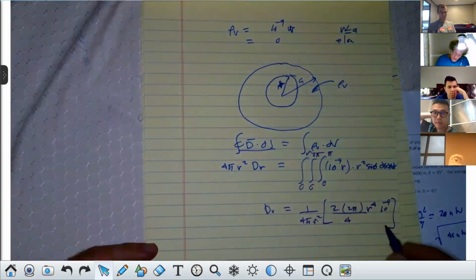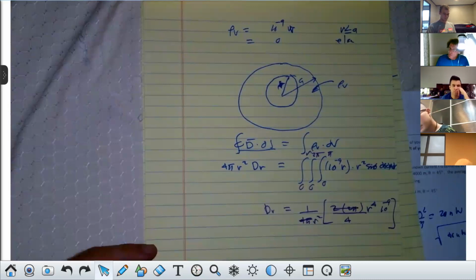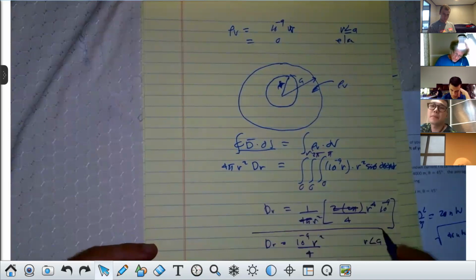Now, you can see that this 2 pi and this 4 pi cancel. 2 pi times 2 is 4 pi, and the 4 pi cancels. Y'all with me on that, guys? And so what you're left with is D of r is equal to 10 to the minus 9th, and then it's going to be r squared over 4, and that would be for r less than a. Agreed?